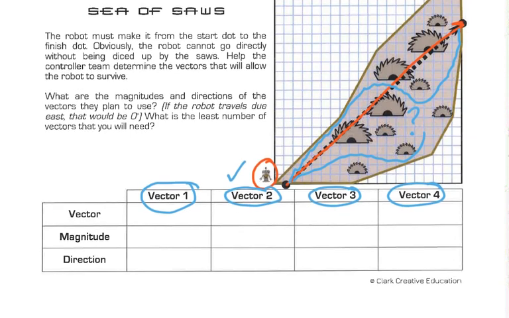And as you find each vector, using the component forms, find the magnitude of each vector, and find the direction of each vector, and check your quadrants.